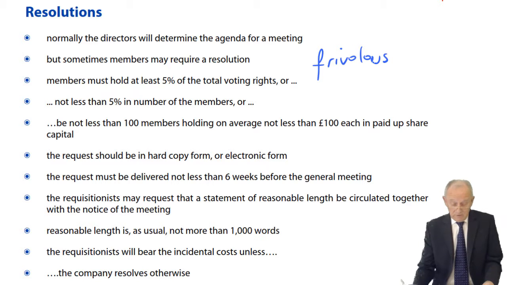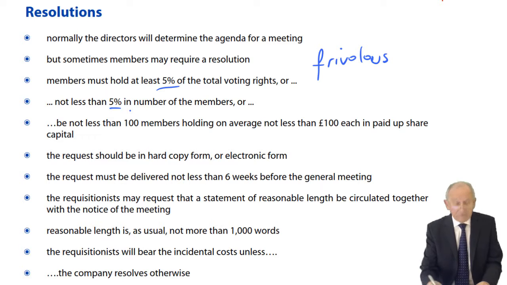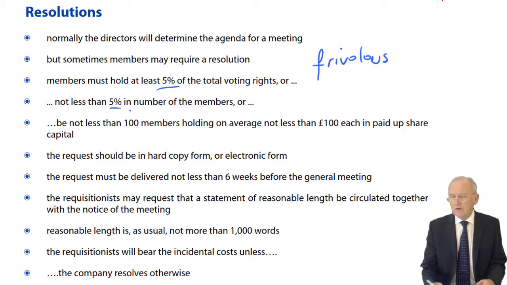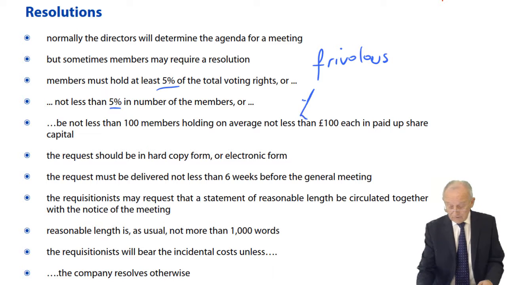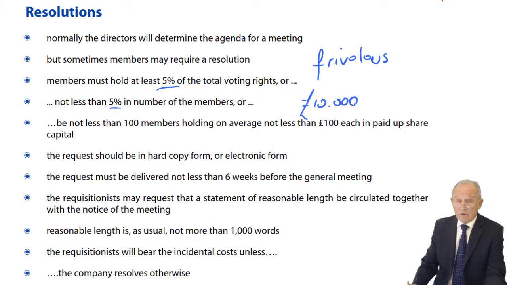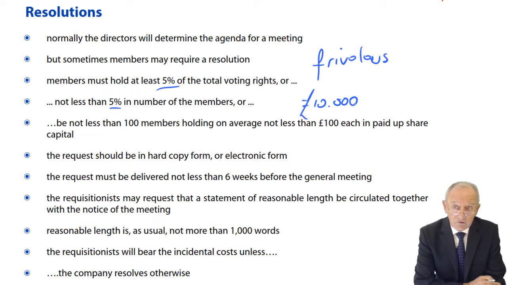the voting power. So at least 5% of total voting rights, or not less than 5% in number, or no fewer than 100 members holding on average not less than £100 worth of paid up share capital on average. So the holders of 10,000, no fewer than 100 members. It might be that one member has got 9,901 and the other 99 friends that he's got hold 1 share each. That will be 100 members holding on average not less than £100.